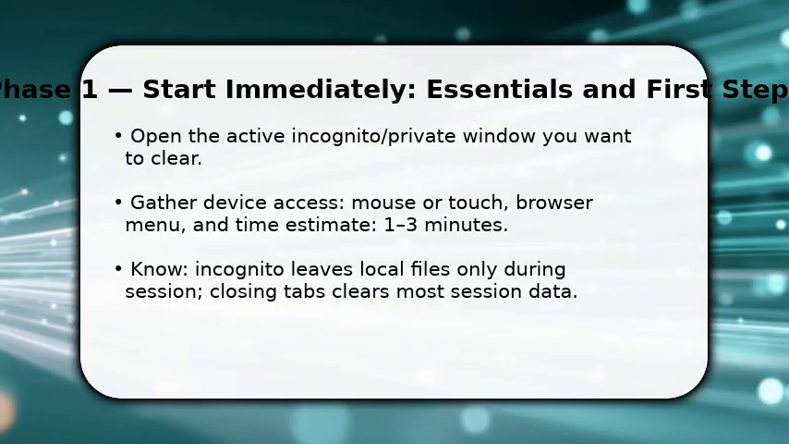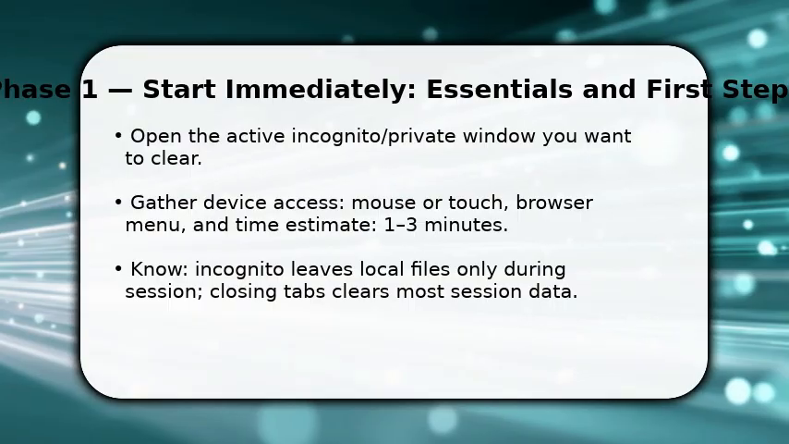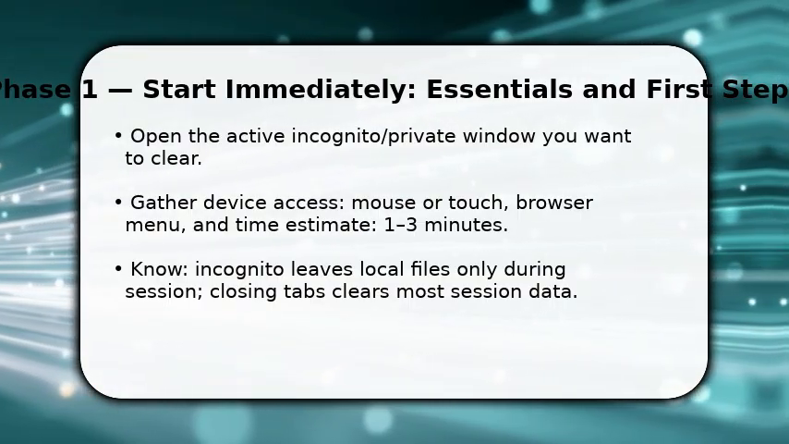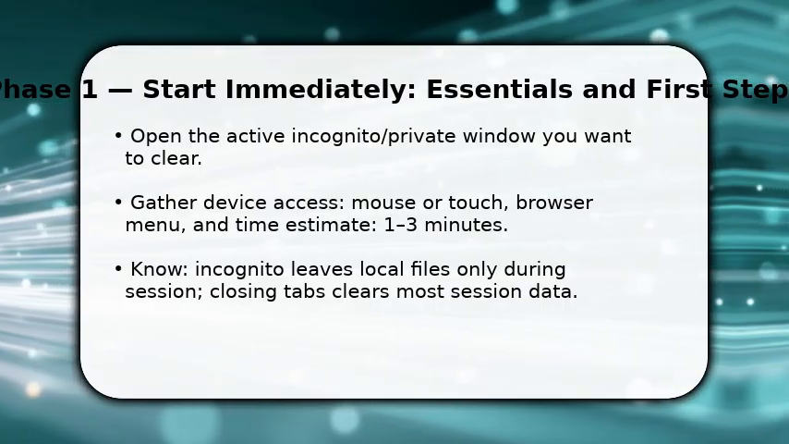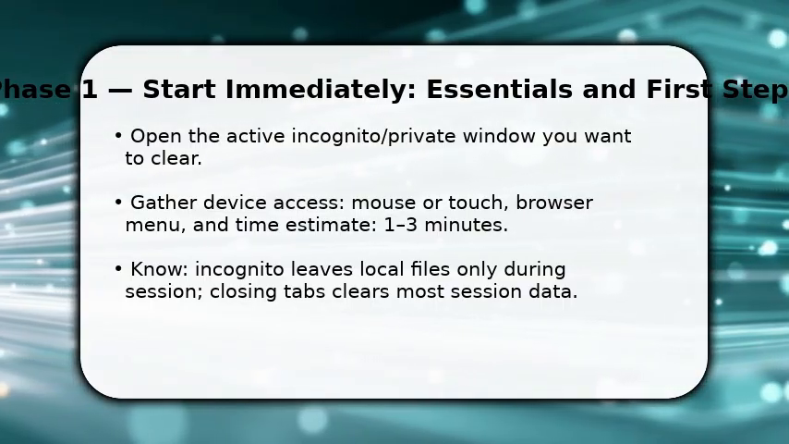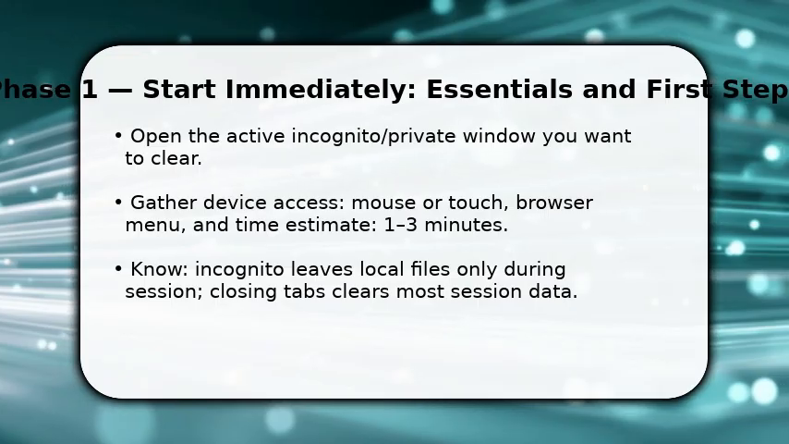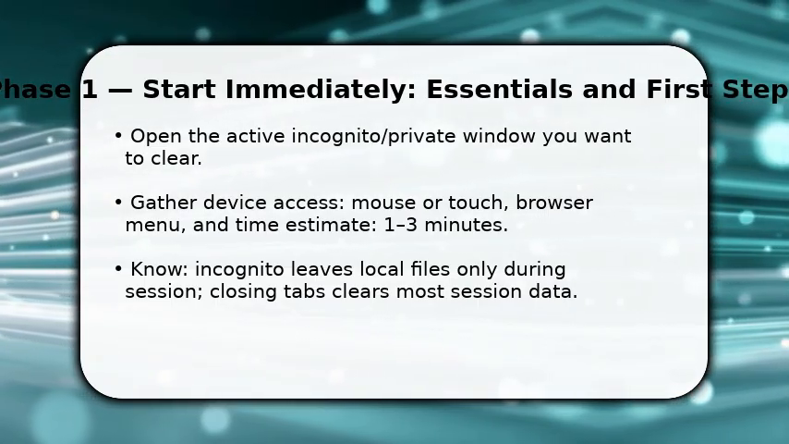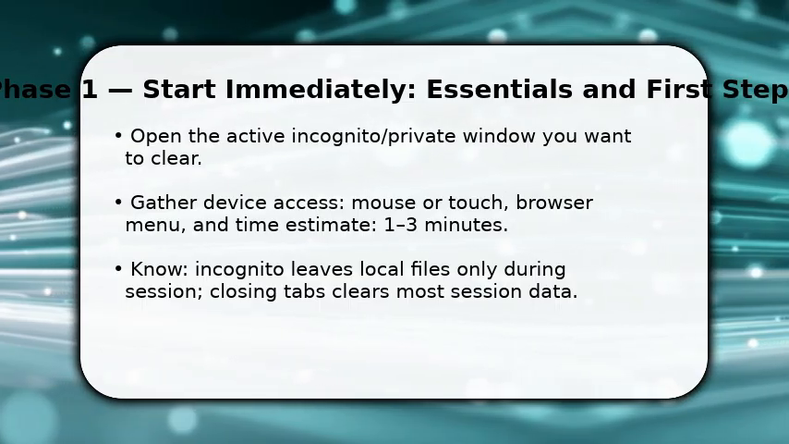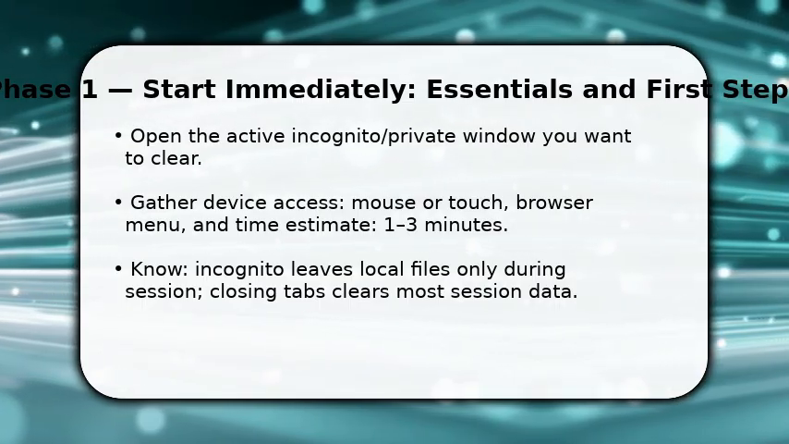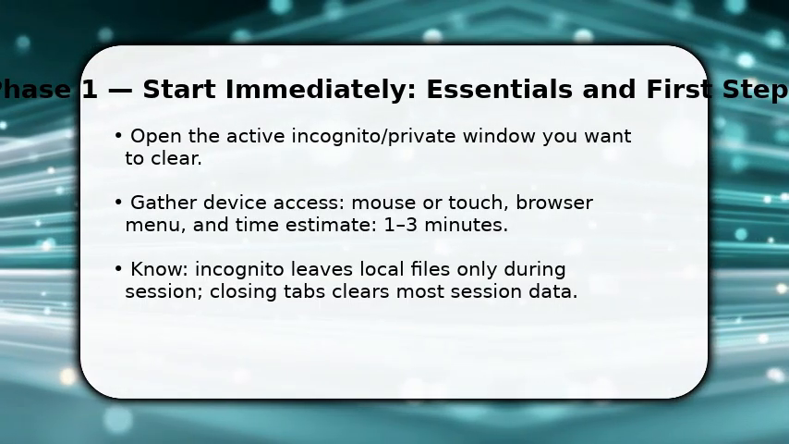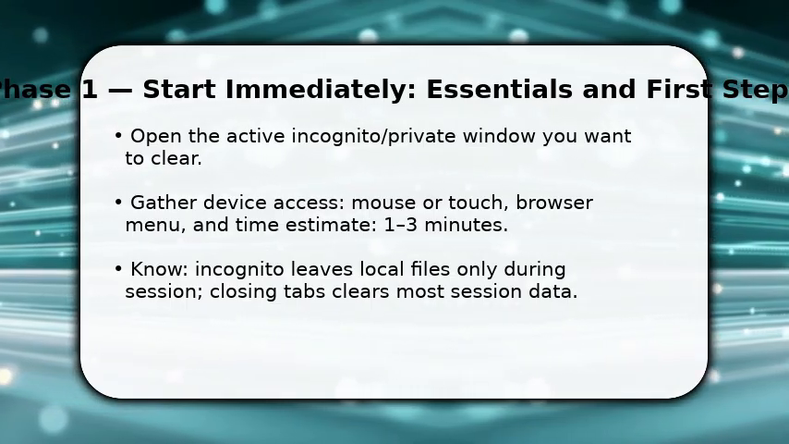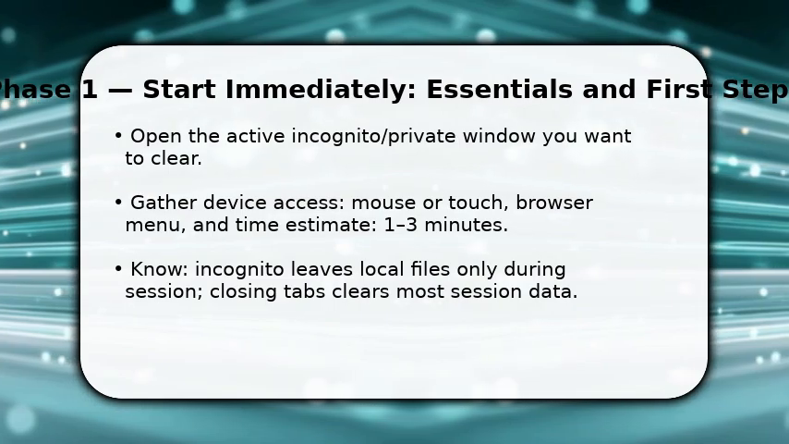You're in an incognito or private window now. Start immediately. First, confirm which incognito window contains the browsing to remove and close unrelated tabs. Next, open the browser menu, look for 3 dots or a menu icon so you can check site-specific data. If you used extensions that allow logging, disable them first. Once done, proceed to clear site and cookie data for that window. This ensures session traces are removed before you close the private session.